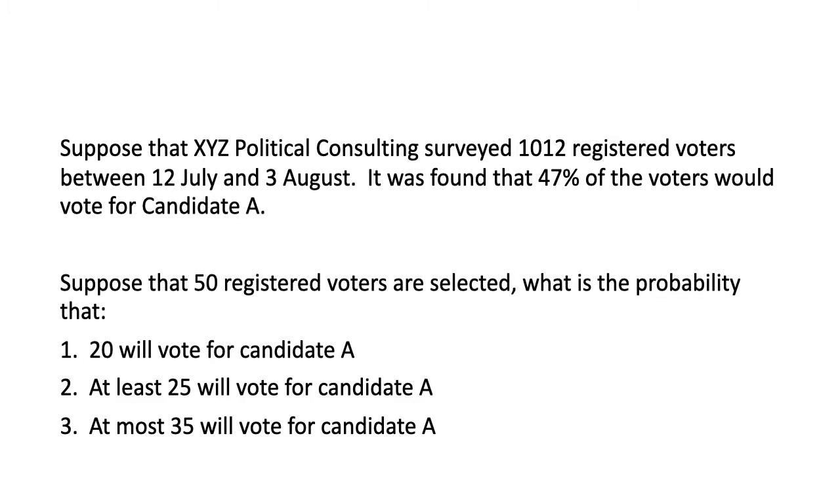So the next thing that we would like to do is, how would we use this? Suppose that 50 registered voters are selected. What is the probability that 20 would vote for candidate A, at least 25 would vote for candidate A, or at most some number would vote for candidate A? All right, so this should look familiar. This was our binomial probability distribution.